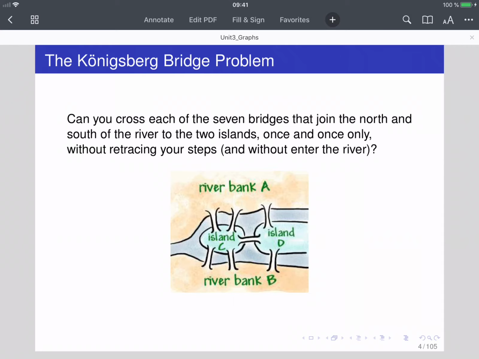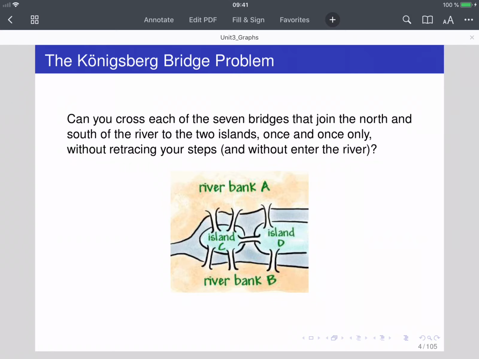And the people who lived in Königsberg were intrigued by this game or this riddle. Is it possible to cross all the bridges just one time, and to use all the bridges exactly one time, without using any bridge twice, or without leaving any bridge without being crossed?